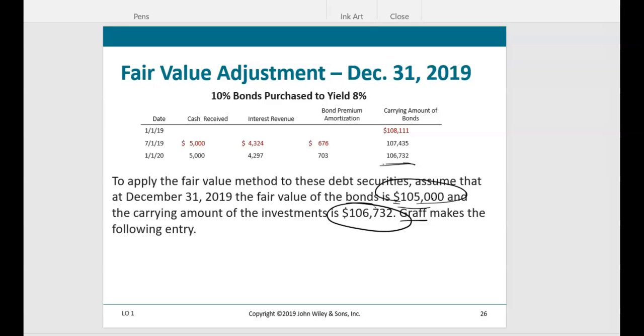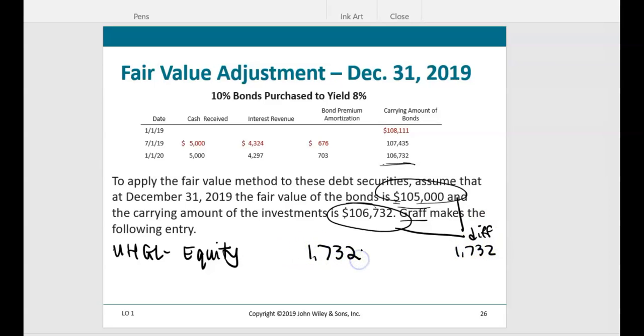The loss goes through equity, and so we are going to debit the account unrealized holding gain and loss dash equity. This is going to decrease other comprehensive income, which will then decrease stockholders' equity. For the difference between 105,000 and 106,732, this difference is 1,732. And what account do I credit for the 1,732? I'm not going to go directly to the debt investments, but I'm going to use the valuation account that gets reported together with the debt investments. Fair value adjustment. Remember we said to increase fair value adjustment, we debit. Here we want to decrease, so we book a credit.